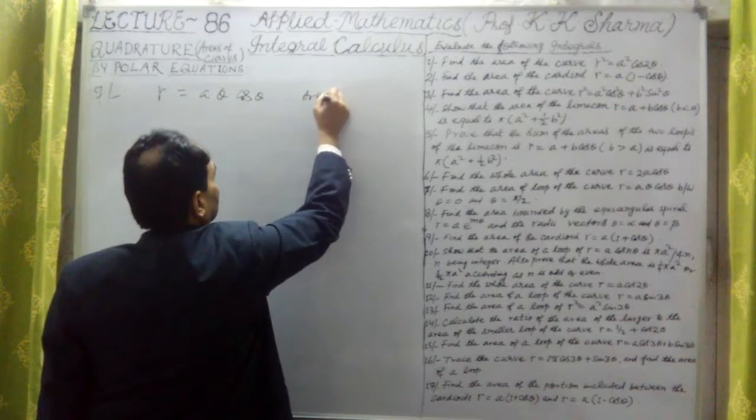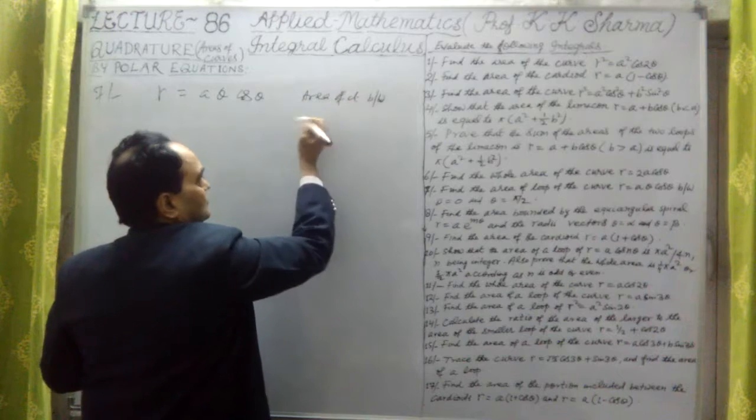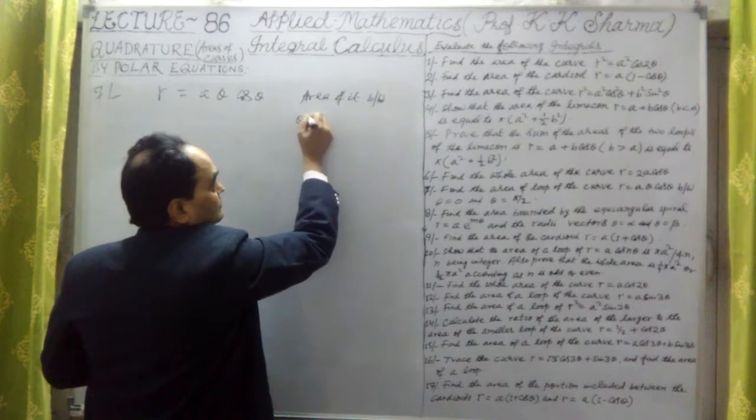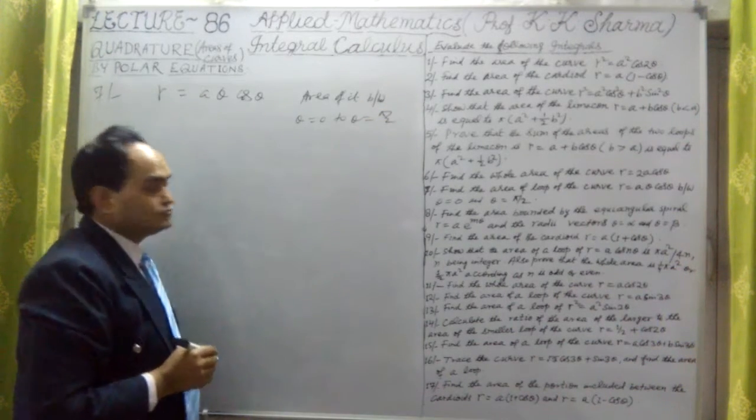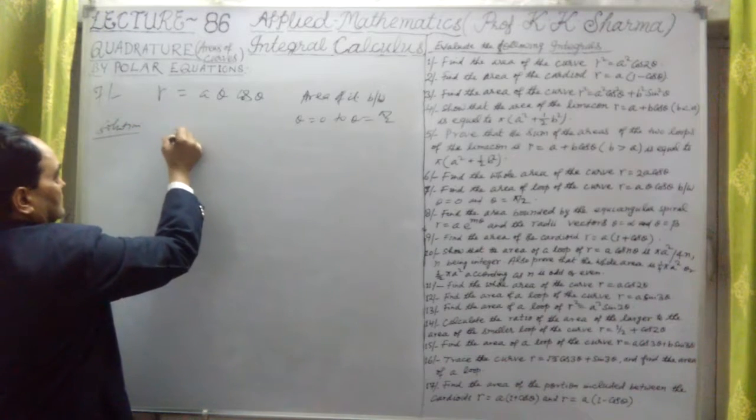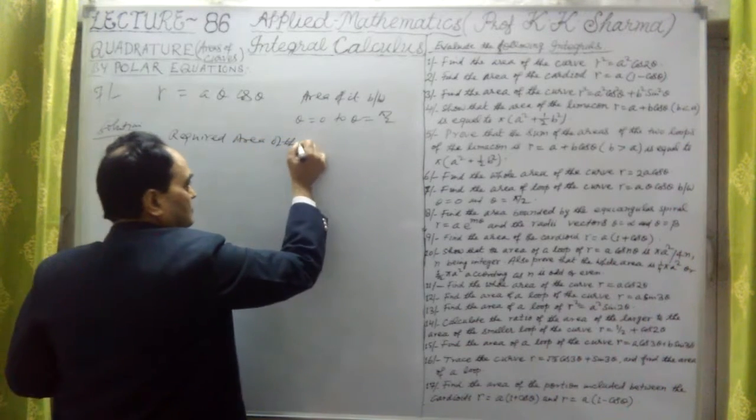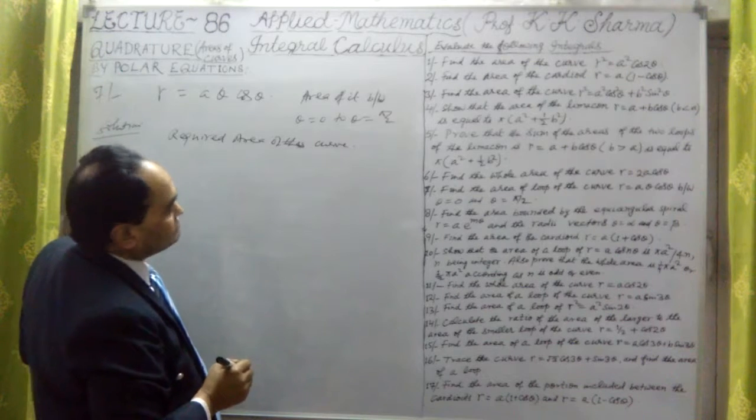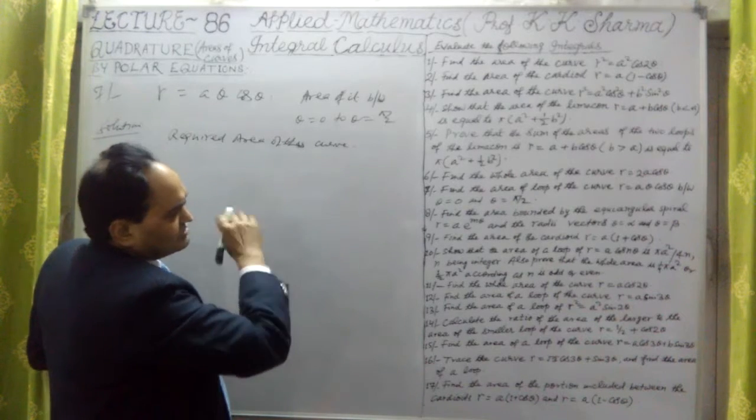For the area, we just have to put the limits and the answer is given. There is no need of tracing the curve here. So the area is between theta equal to 0 to theta equal to pi by 2. Simple. Solution: the required area of this curve. This curve is not symmetric to the initial line, because theta to minus theta makes a change, and r also changes, but we just have to find the area, nothing else.